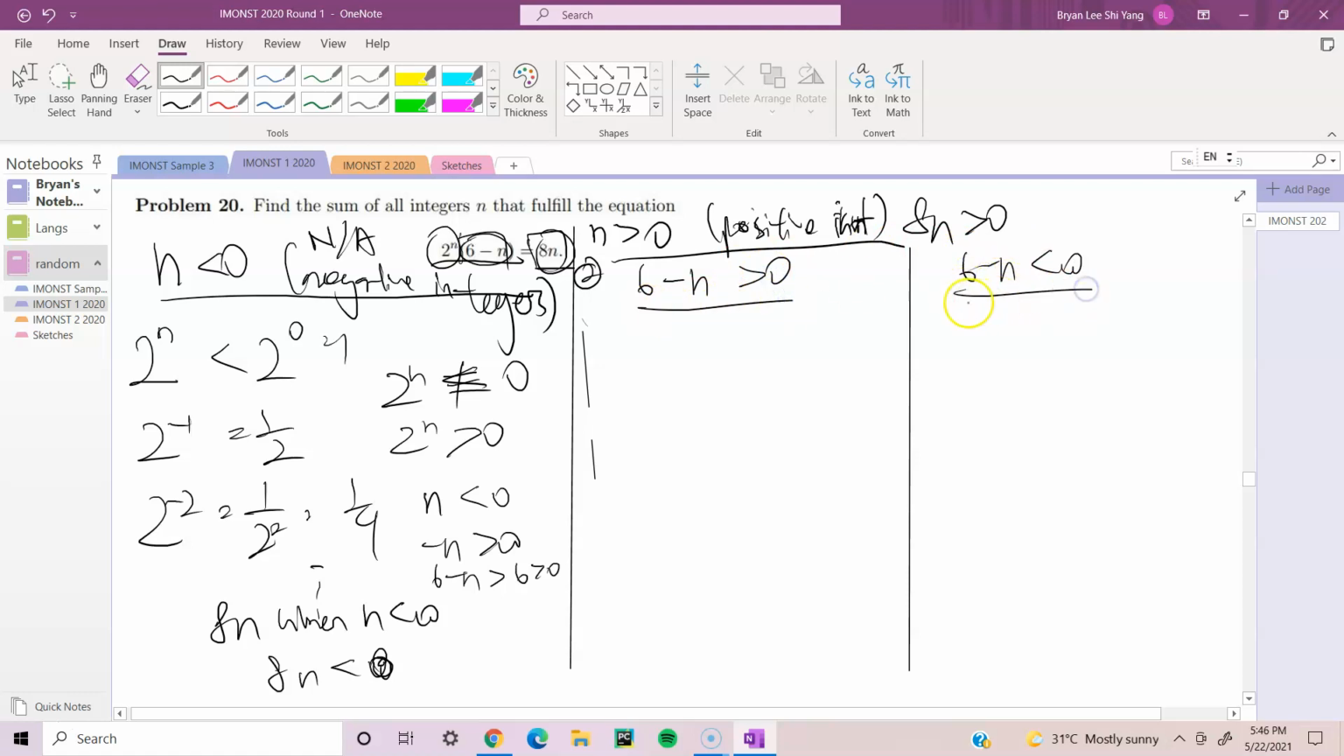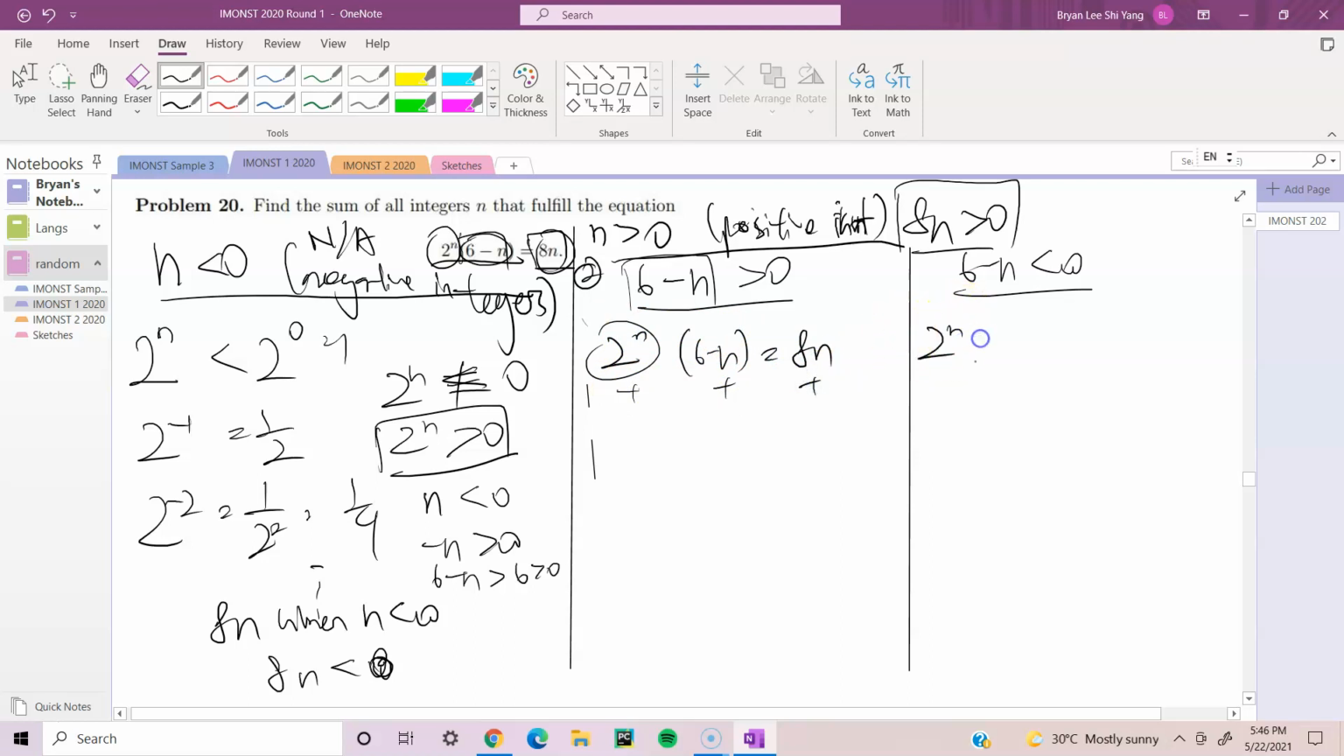Because this one makes all the difference. As we said before, 2 to the power of n, no matter the power, is always larger than 0. So if 6 minus n is larger than 0, and then this one is a positive number, we will have 2 to the power of n, which is positive, then 6 minus n, which is also positive, equals to 8n, which is positive, so this is doable.